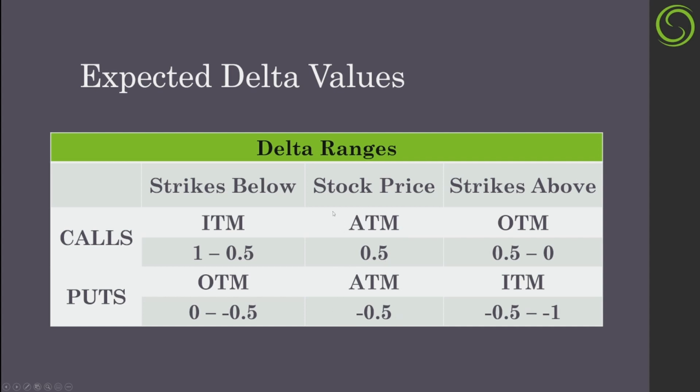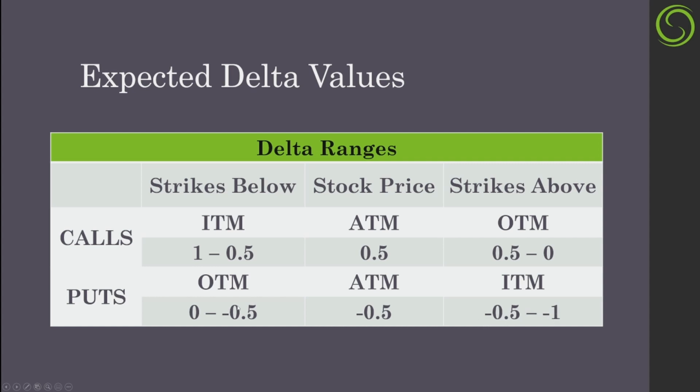And then as you go below the stock price, the strikes below the stock price will be in the money for calls, and they will range between 1 to 0.5. And then puts will be out of the money, so they will range between 0 to -0.5. And then as you go to strikes above the stock price, calls will obviously be out of the money, so they will range between 0.5 to 0. And then puts will be in the money, so they will range from -0.5 to -1.